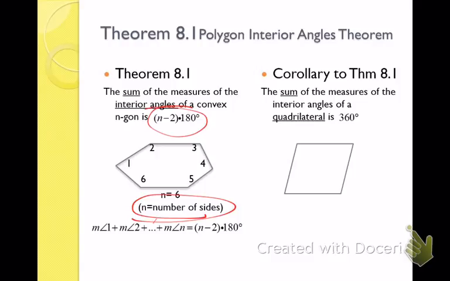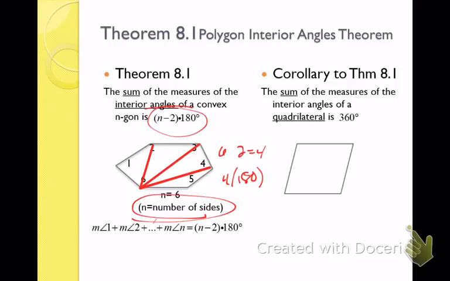In other words, the hexagon's got 6 sides. When we draw the diagonals in, we create 6 minus 2, or 4 triangles. So we take 4 times 180 to find the sum of the interior angles. And that's where the 720 came from. Okay?